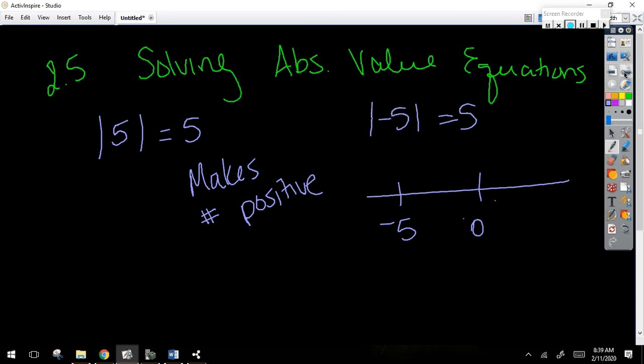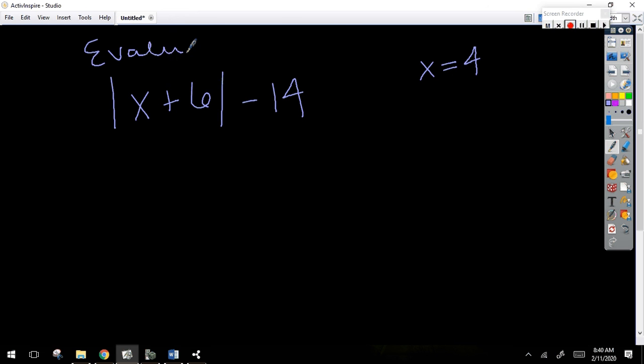I want you to do something for me. I want you to think about this equation I'm going to give you. Notice what's in the absolute value. That's the x plus 6. So what if I said, what does this equal if x is 4? Evaluate, we'll use a good math term. Evaluate when x equals 4.